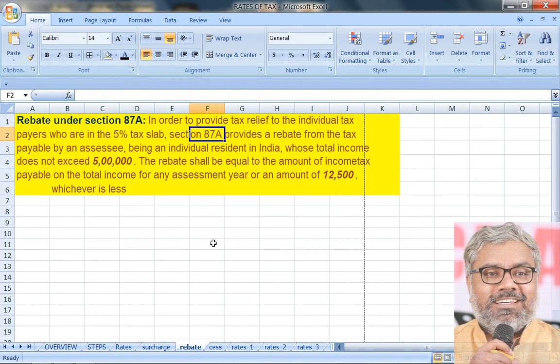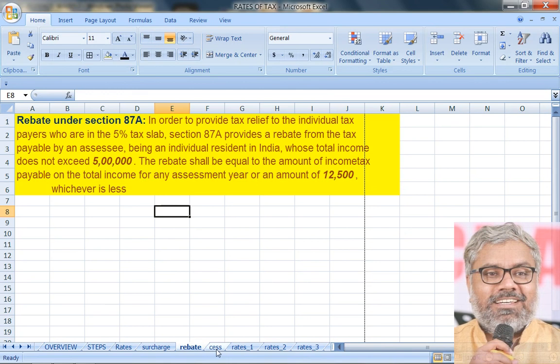And 87A is anyway not applicable for non-residents, which means for non-residents the tax payable will be there even though the income is between 2,50,000 and 5 lakhs. For residents, the tax payable, if they are in that 5% slab, will become nil.